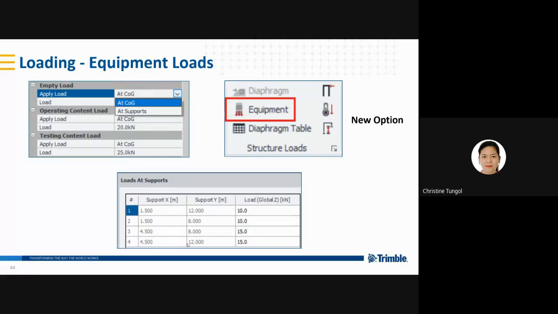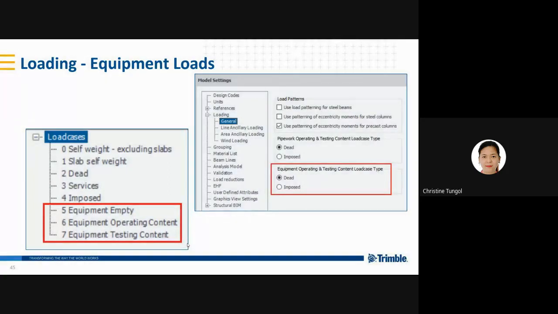So the user can apply additional point loads as dead or imposed, in horizontal or vertical direction, with a new structure load, equipment, present in the structure loads group. Dedicated equipment load cases are added and removed as the loads are added or deleted, to aid combination building for industrial design. A setting is present in the model settings where the equipment load for operating and testing can be set to either dead or imposed load cases.